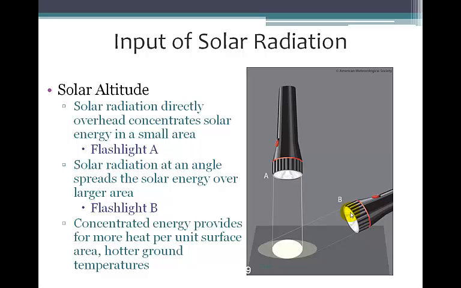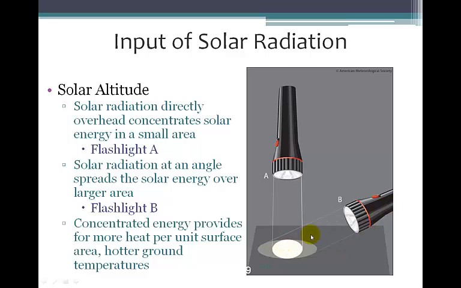So we have a sun that can be directly overhead. That's the highest that the sun can be. So if the sun is directly overhead, the energy that it's shining down on the Earth is going to be concentrated in a smaller area. And you see that in the picture here with flashlight A. So it's directly overhead, it's shining down on the surface, and the amount of energy is contained in this bright white circle. Compare that to a lower solar altitude.